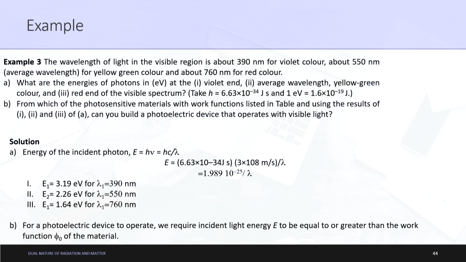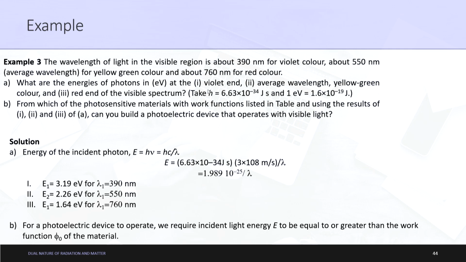The example says that the wavelength of light in the visible region is about 390 nanometers for violet color, about 550 nanometers for yellow color, and about 760 nanometers for red color. What are the energies of photons in electron volts at the violet end, the average wavelength of yellow-green color, and the red end of the visible spectrum?